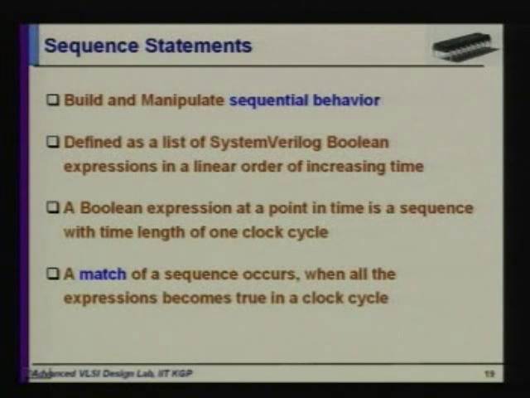A sequence is defined as a list of SystemVerilog Boolean expressions in a linear order of increasing time. In each time step, a Boolean expression happens, for example either request 1 is on or request 2. In the next time step, some other Boolean expression. So it is a combination of Boolean expressions which spans over time. A match of a sequence occurs when all the expressions become true in their clock cycles. The evaluation attempt starts from the cycle where the first Boolean expression matches, and then in the next cycle the next one matches. When the total Boolean, temporal or sequential expression matches, we say that this is a total match.